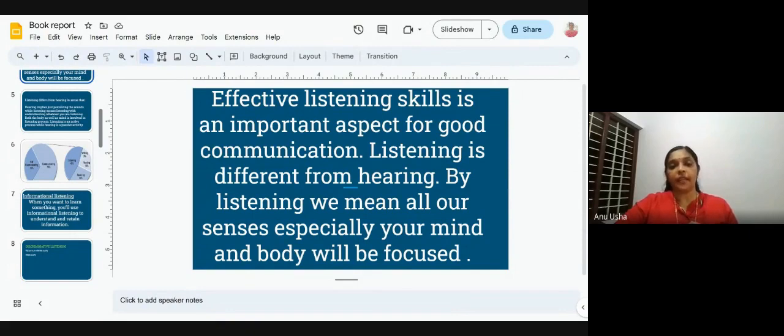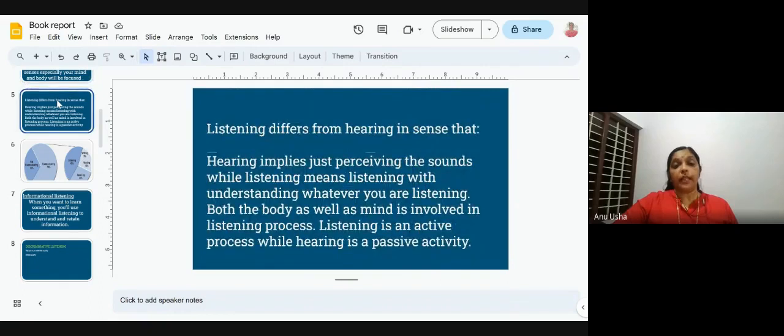And this listening is completely different from the process of hearing. By listening, we mean all our senses, especially your mind and body, will be focused. So it is one of the essential soft skills needed for a person, and it indicates a person's ability to receive and interpret information in the communication process. And now we have to analyze how listening is different from hearing. Hearing actually implies just the perceiving of sounds, while listening means listening with understanding whatever you are listening to.